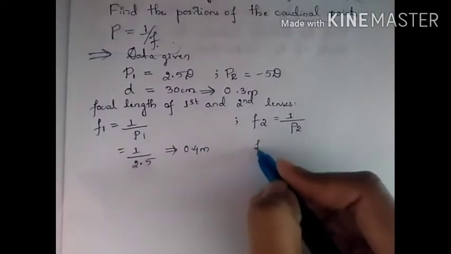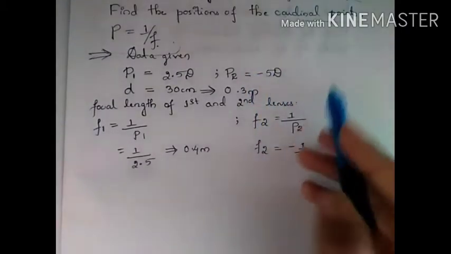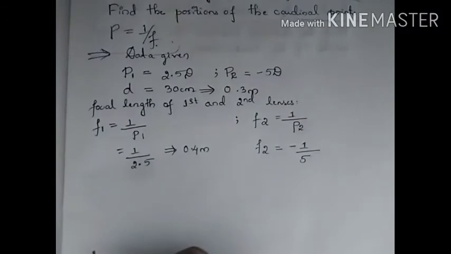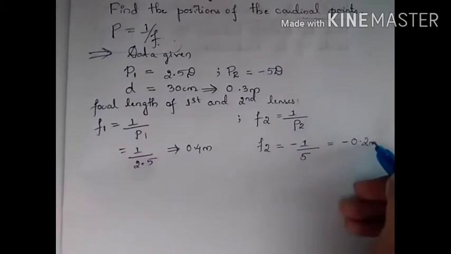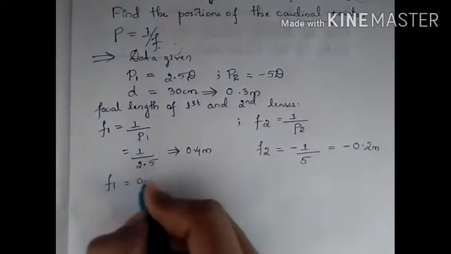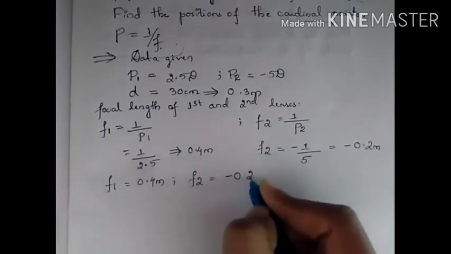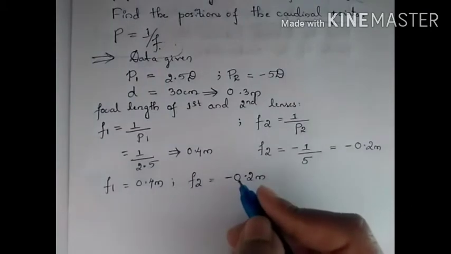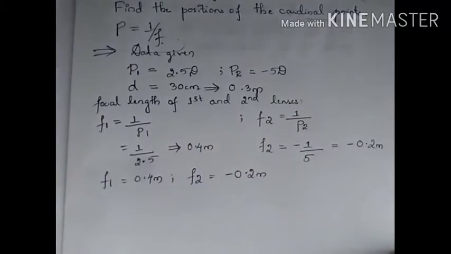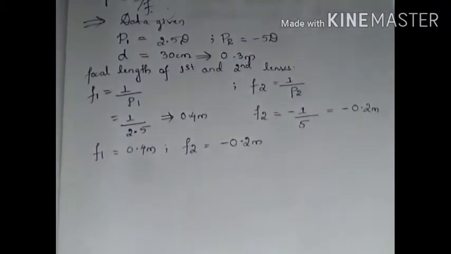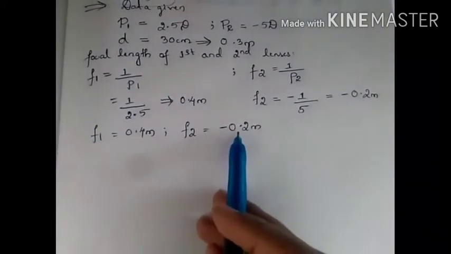Now for F2, P2 is a negative value, so P2 is -5. 1 divided by 5 is 0.2, so this is equal to -0.2 meters. So you have found F1 is equal to 0.4 meters and F2 is equal to -0.2 meters. With the power data, we found F1 and F2. F1 came to 0.4 meters and F2 is -0.2 meters.